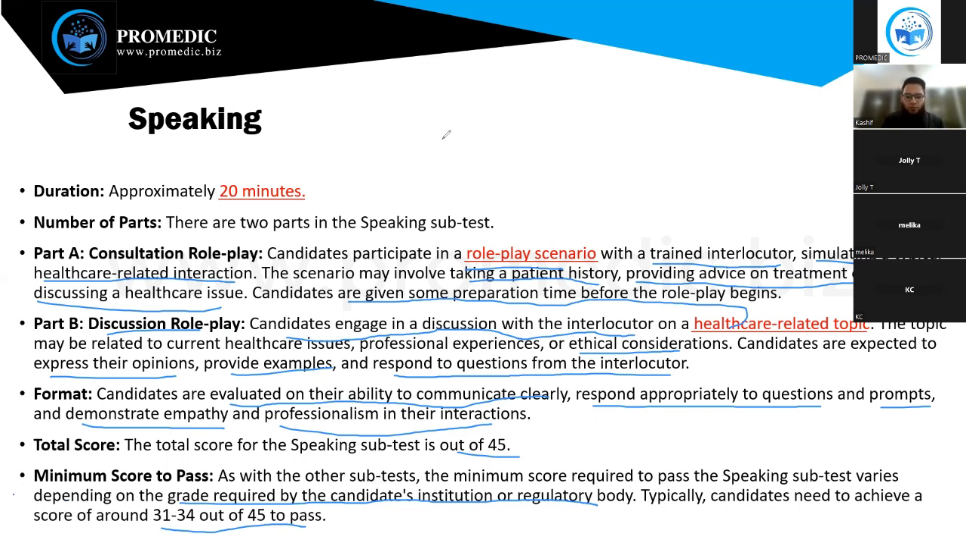So OET can be given by any healthcare professional, Muhammad Abdullah. Generally the format is the same, the test is the same, so the course is for anyone who is related with the medical profession, any healthcare professional.